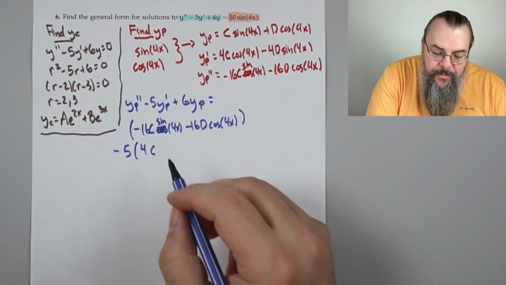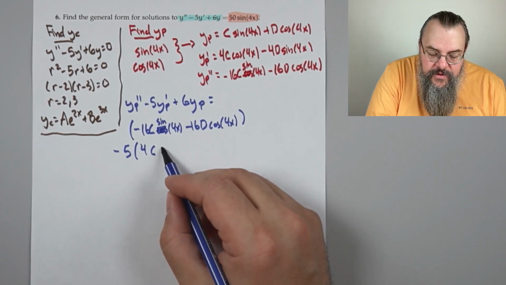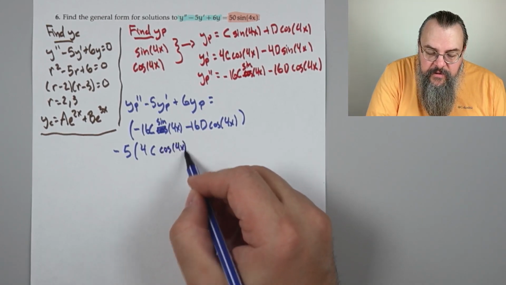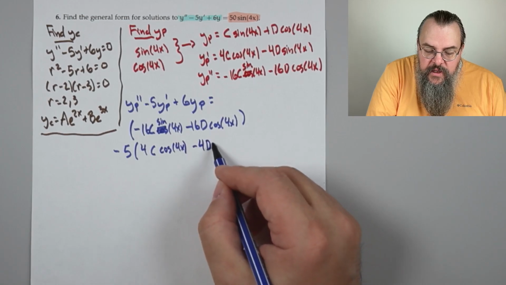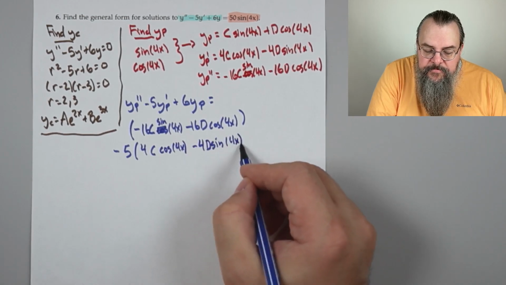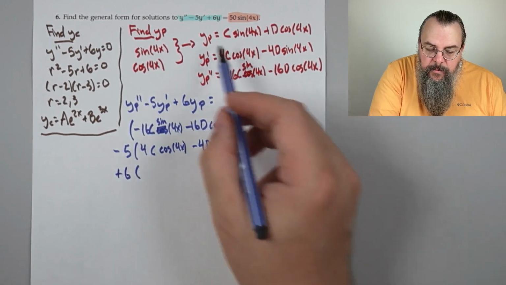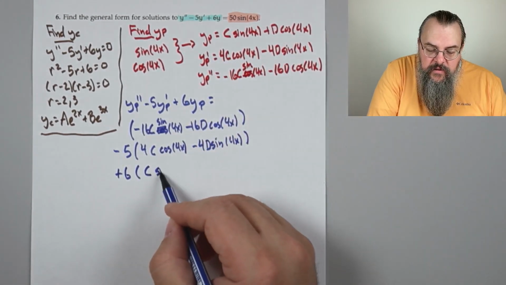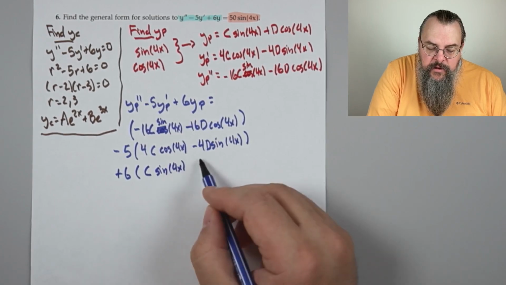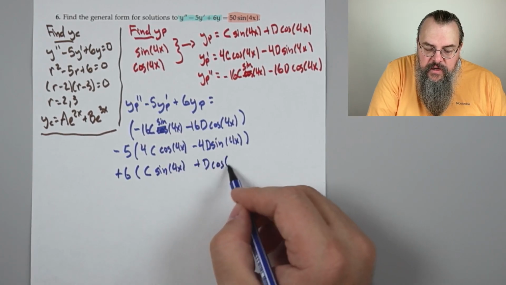All right, so back to putting this in. 4c cosine 4x minus 4d sine of 4x, and then plus 6, and then c sine of 4x plus d cosine of 4x.